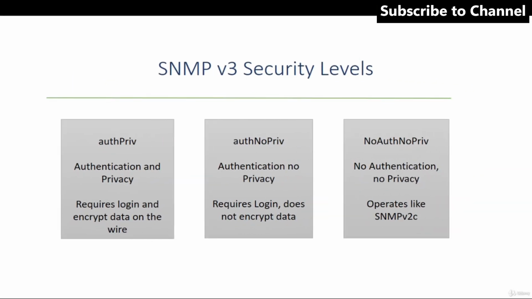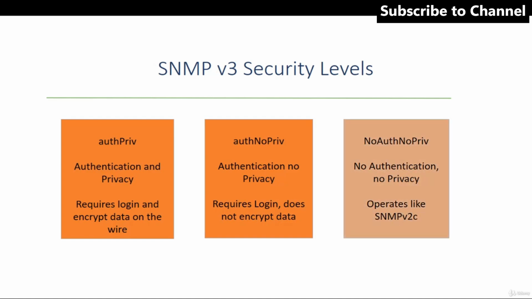We have the auth security level, which corresponds to the authNoPriv security level with SNMP v3, and this requires a valid username and password. But there is no privacy or encryption across the wire. Then we have the priv group in Cisco, which corresponds to the authPriv security level in SNMP v3. This requires authentication and privacy. So it does both authentication and encrypts the data across the wire.